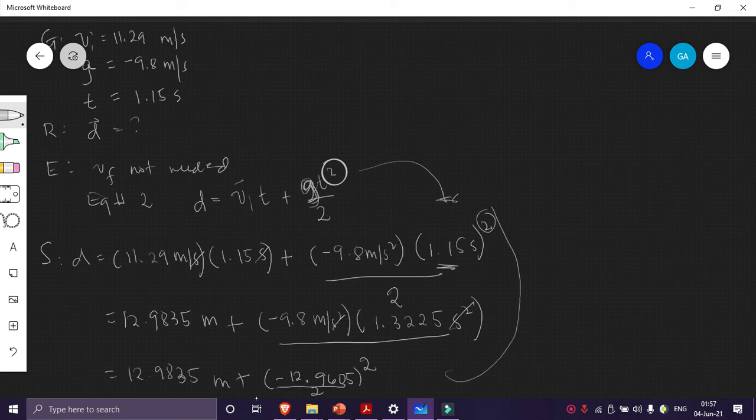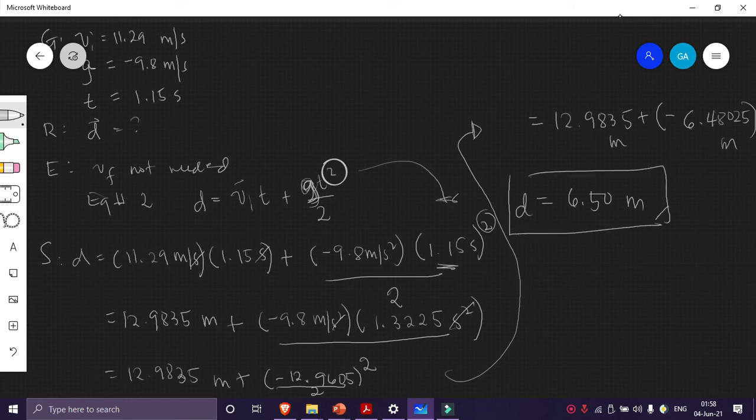So, punta tayo dito. That will become 12.9835 plus negative 6.48025 meters. Okay, so our final answer here will be 6.5 or 6.50 meters. This is our displacement or yung ating y. That is how you get the displacement using the time that we have gotten a while ago from the first question. Pwede rin namang ganito.